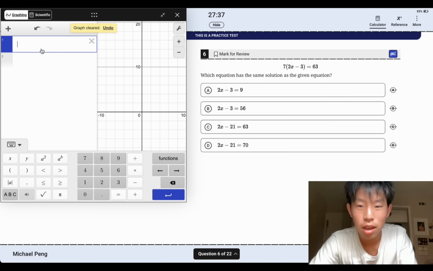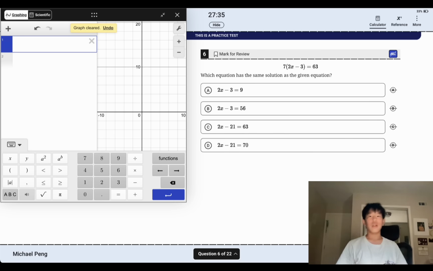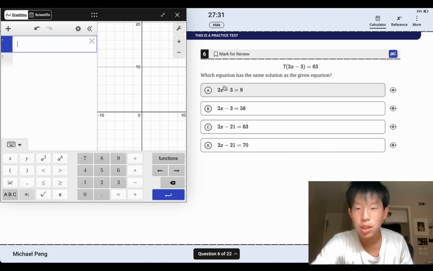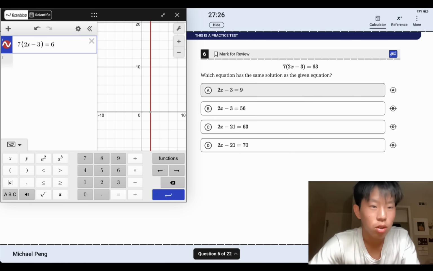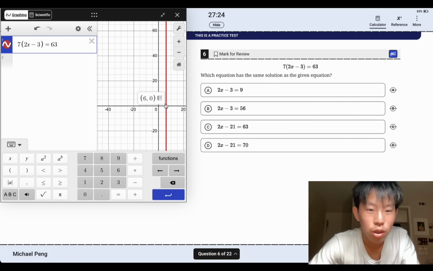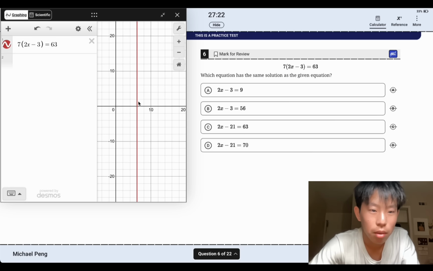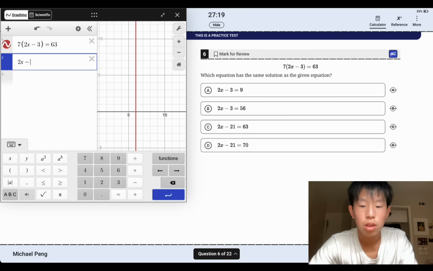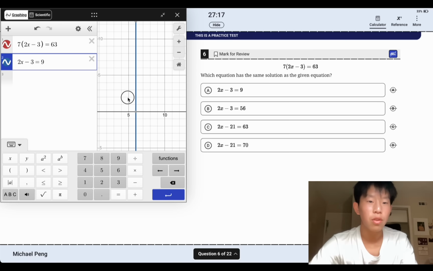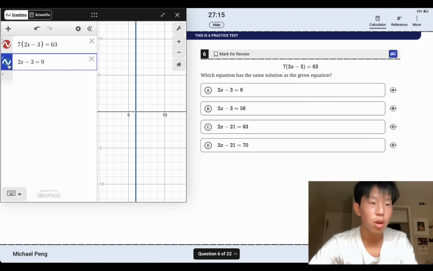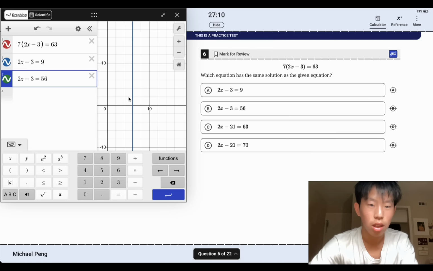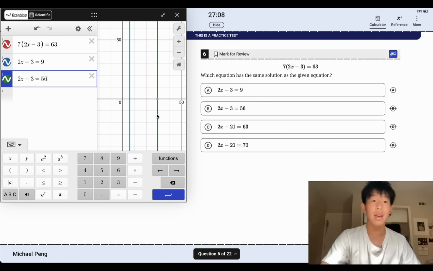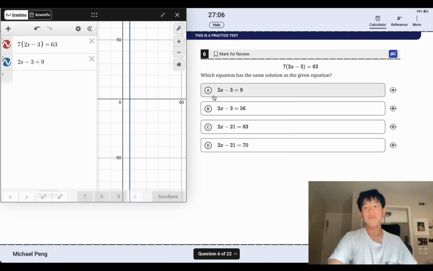Yeah, that's pretty easy. So now, for the next question, of course, you could just divide both sides by 7, but why use brain when you can use Desmos? So for this one, we're just going to see which one gives us the same line. Is it 2x - 3 = 9? Oh, it gives me the same line. Perfect line. Well, let me just show you what would happen if it was wrong. Equals 56. Oh, where's the line at, boy? Completely, that line is not matching at all, so it has to be A.